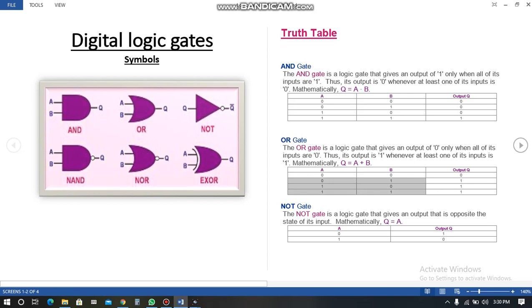The third gate is the NOT gate. In the NOT gate, it's a special condition that we do not have two inputs. We have only one input, either high or low. So if the input is low, we get a high in the output. If we have a high in the input, we get a low in the output.